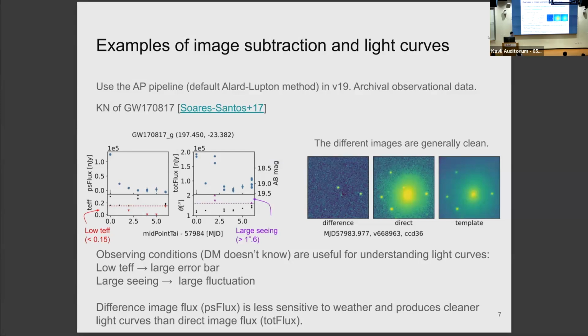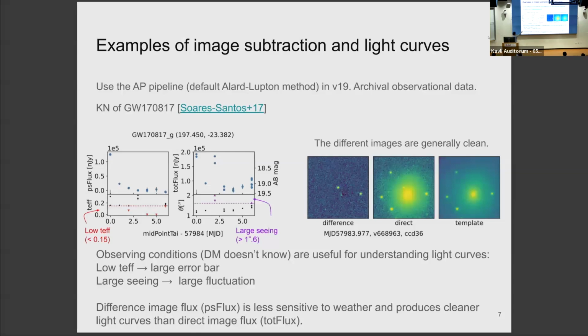So the DECam doesn't know anything about the weather. But if we compare the weather with the light curve, we can understand the light curve better. So for example, the red triangles here are pointing out where the low T effective, like low effective exposure time exposures are. So T effective is some term from CTIO available for observers. If it's very low, that means the exposure is not very good.